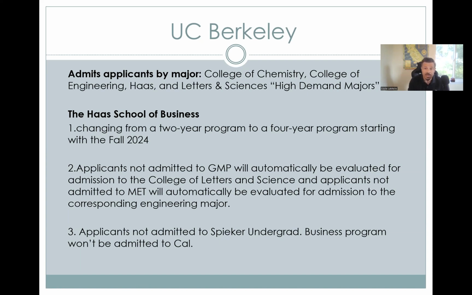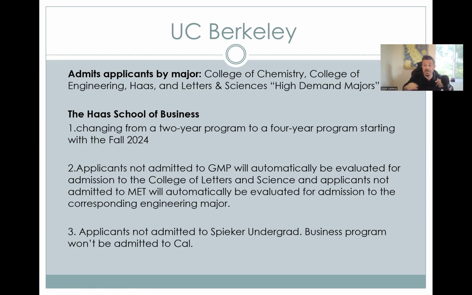There are other majors that you can apply to at Haas, something called GMP, the Global Management Program, which is a combined major between Haas and L&S. There's another major, MET, Management, Entrepreneurship, and Technology. I forgot exactly the initialism. But that one is a combination between Haas and engineering.